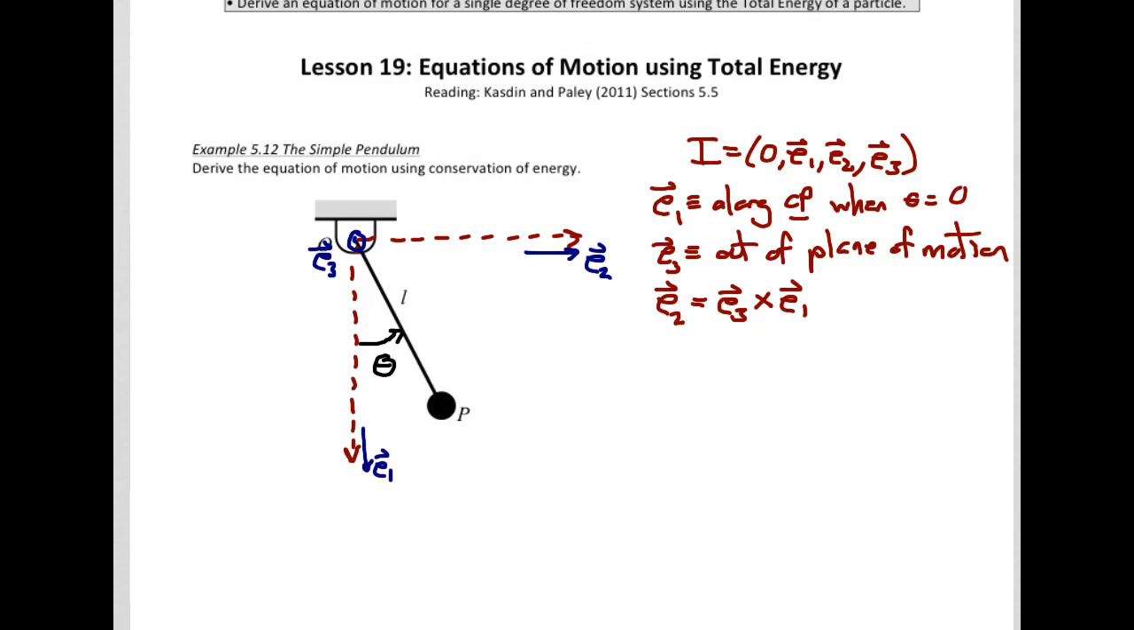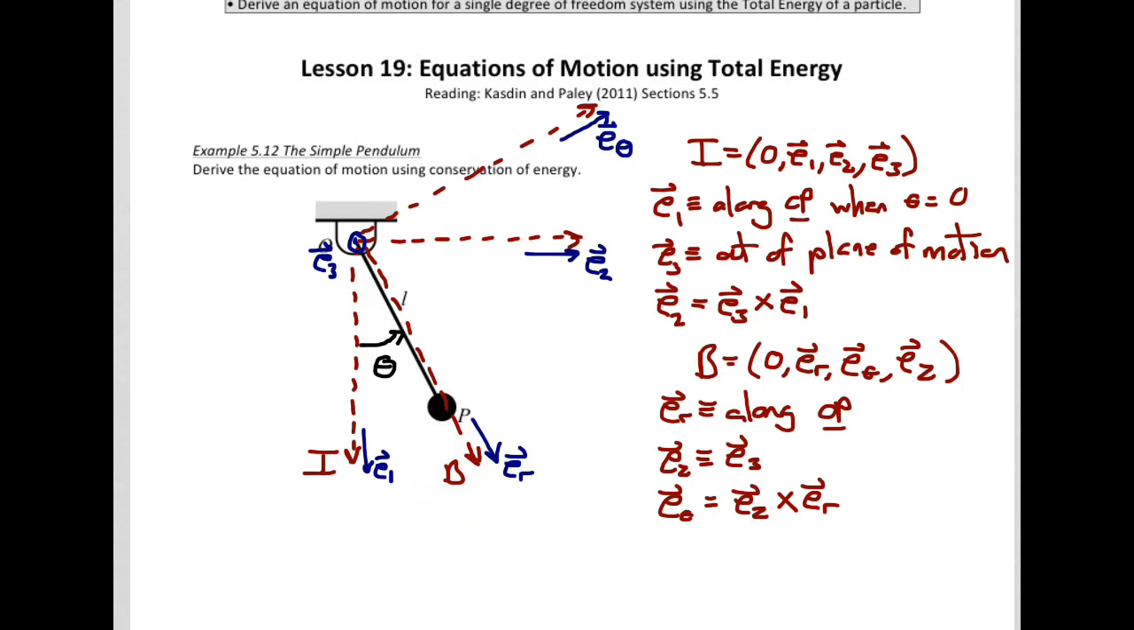And then we apply a polar frame, B, which has an origin at the same point O. We have a vector ER in the direction of OP that moves along with the pendulum, and EZ, which is along the line of E3 out of the plane, and then an E theta, which is the cross product of EZ and ER.